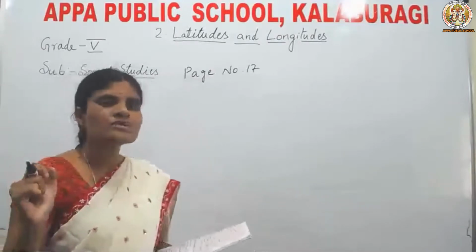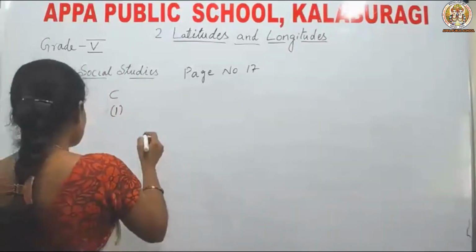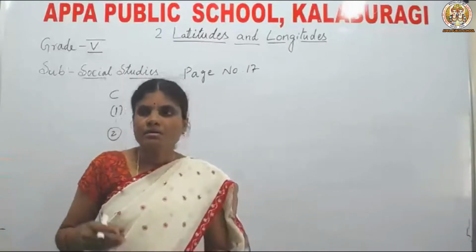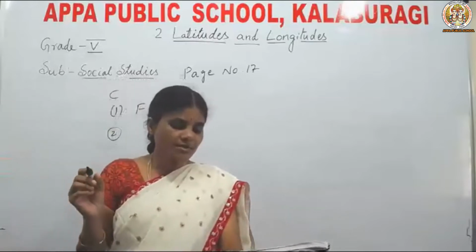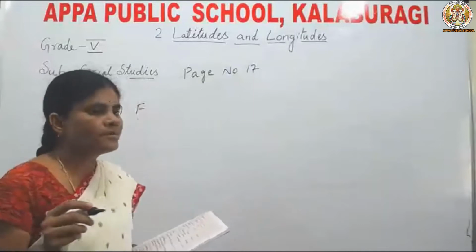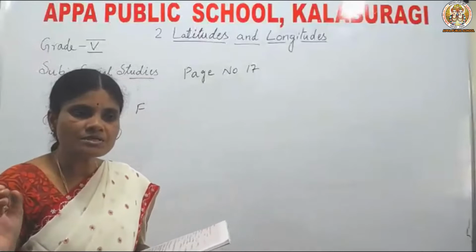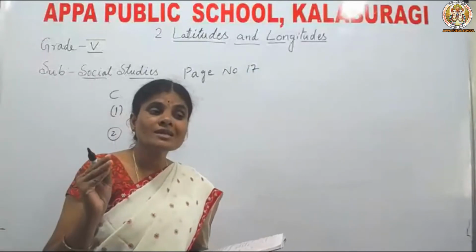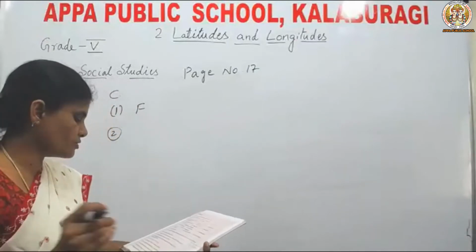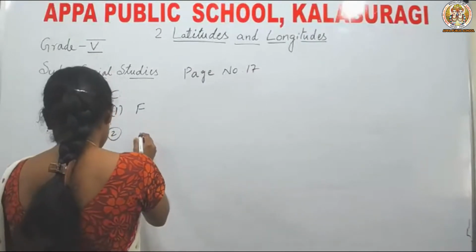What helps us to measure the time? Prime meridian helps us to measure the time. Okay, this is false. Next one is, second one, the meridians of longitude run parallel to each other. Meridians means longitudes. Longitudes run parallel to each other or not? No. What run parallel to each other? Latitudes run parallel to each other, not longitudes. It is false.